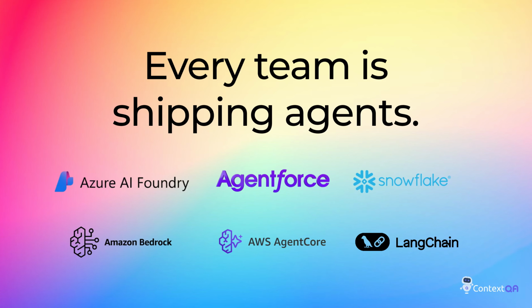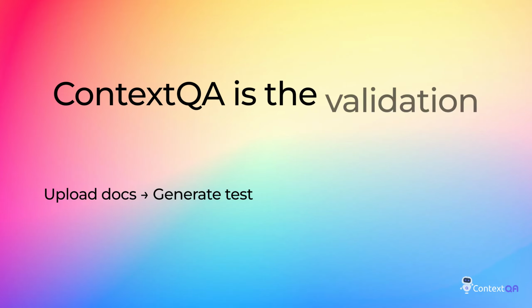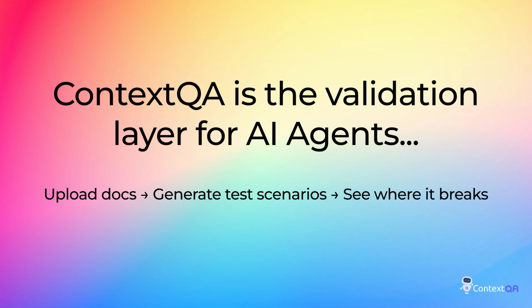Nobody wants to be the person who greenlights an agent that fails in front of customers. Here's how you make sure that doesn't happen. ContextQA is a validation layer for AI agents. It generates real-world test scenarios, runs them against your agent, and shows you exactly where it breaks. No SDK, no instrumentation, just confidence before you go live.